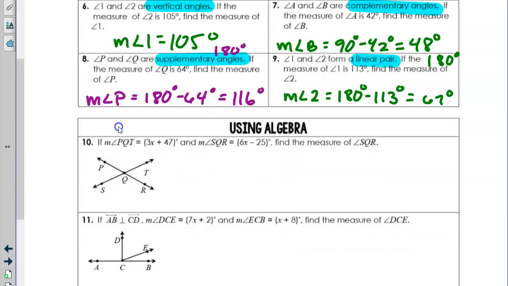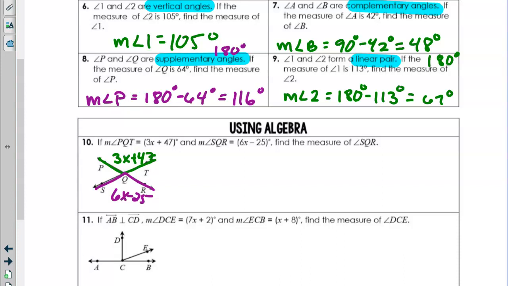Saying if measure of angle PQT. So what I would like you to do is first identify what is the measure of angle PQT. Where is that in the figure? So I would highlight PQT. So this right here is 3x plus 47. And then we have the measure of angle SQR. So SQR is right here. And that's 6x minus 25. So that's the first step. I want you to get used to finding that angle, write it in there, make sure you get the right one, otherwise you won't know how to set it up. They want us to figure out the measure of angle SQR.